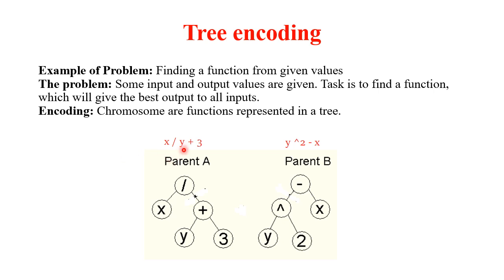For example, we are considering two functions, x divided by y plus 3, and another function, y exponent 2 minus x. So these expressions can be represented using the tree encoding mechanism. By performing this traversal we get this result.